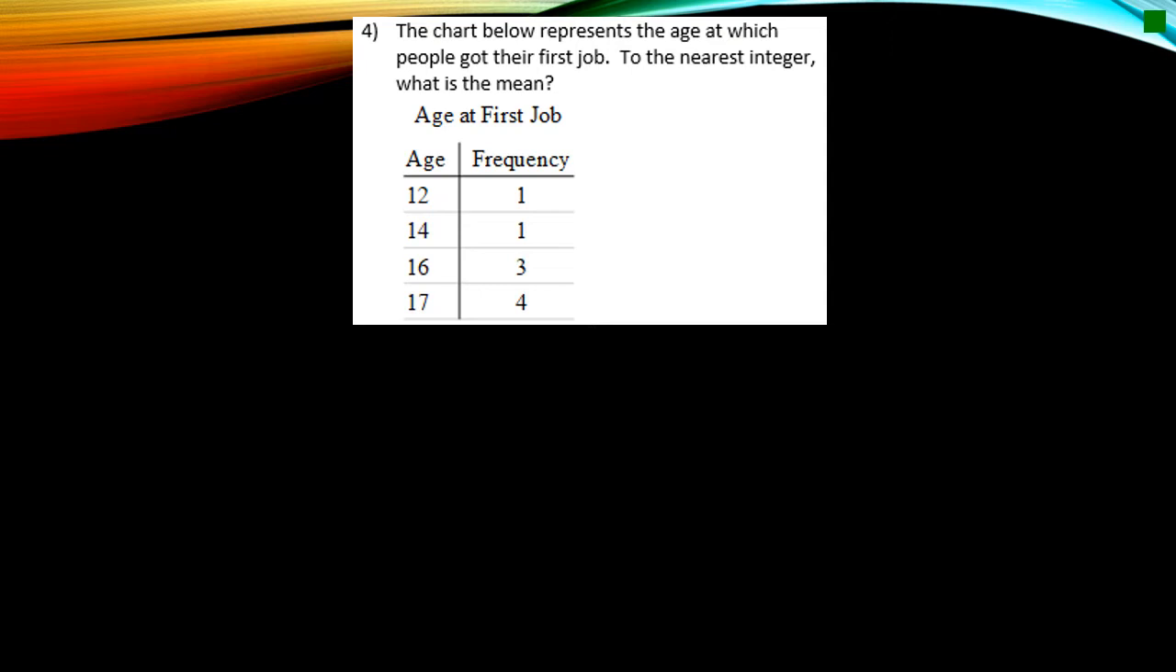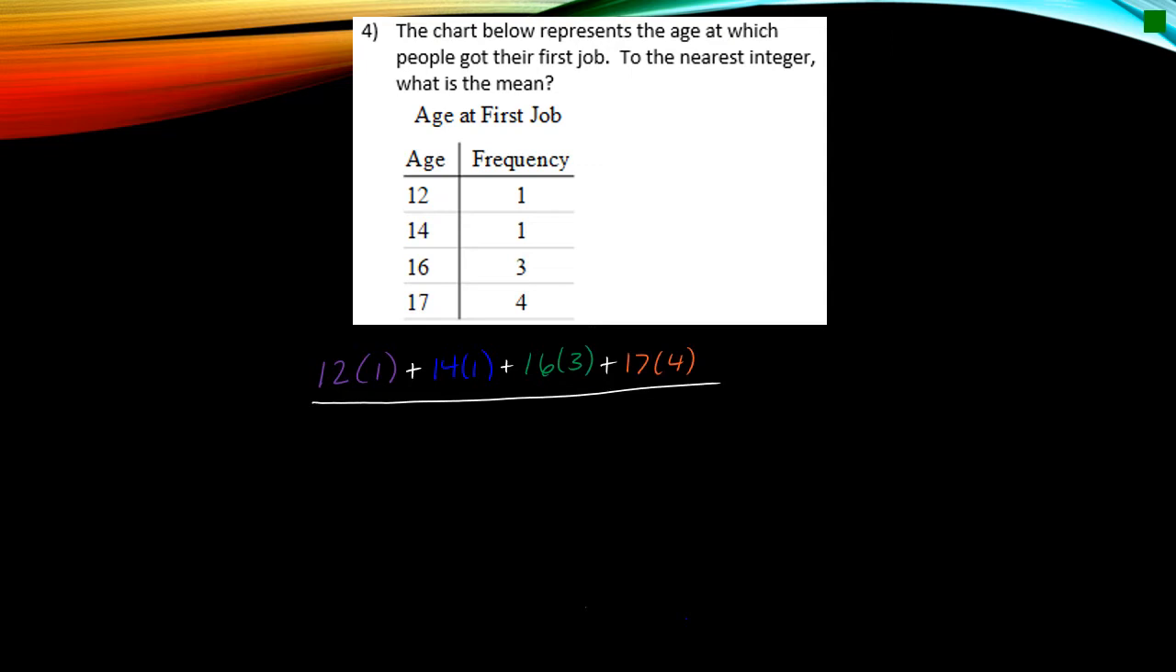So I'm going to take 12 and multiply it by 1, plus 14 times 1, plus 16 times 3, and finally 17 times 4. So those are my numbers, and what this does is it saves you from having to write 16 3 times and 17 4 times. So it saves you a little bit of writing.